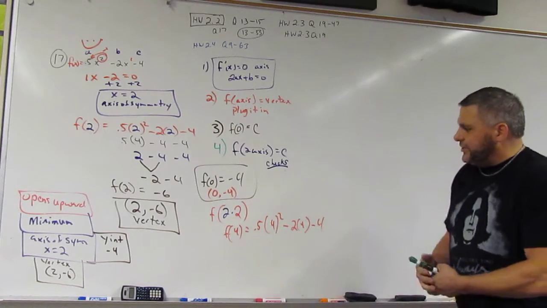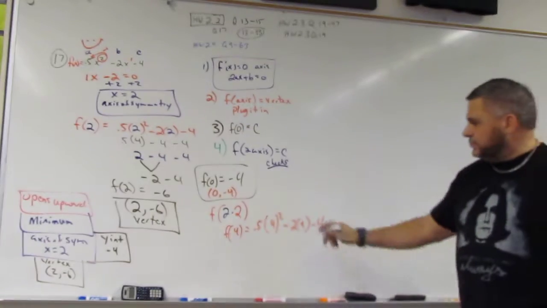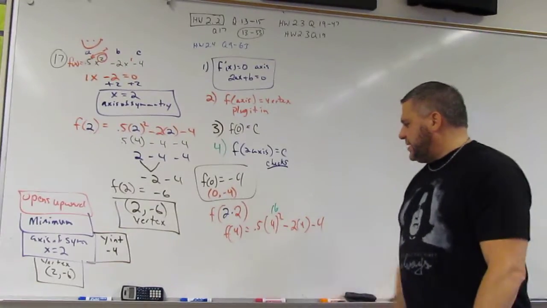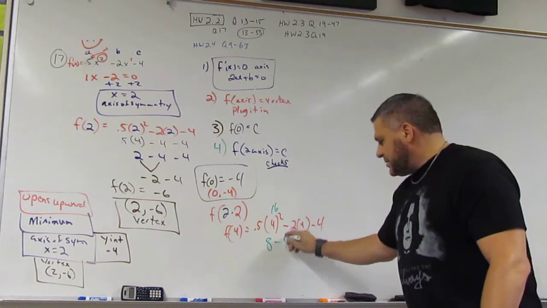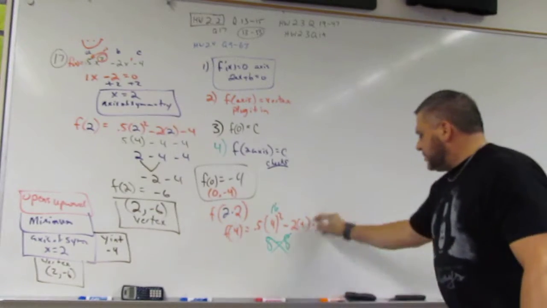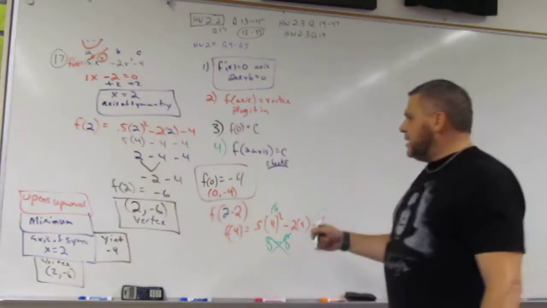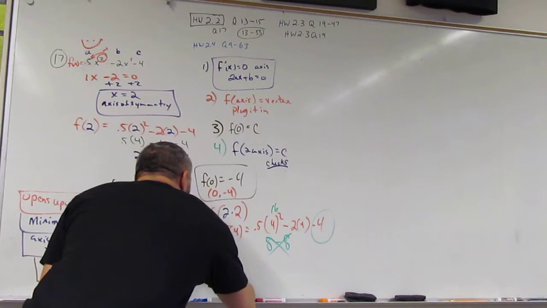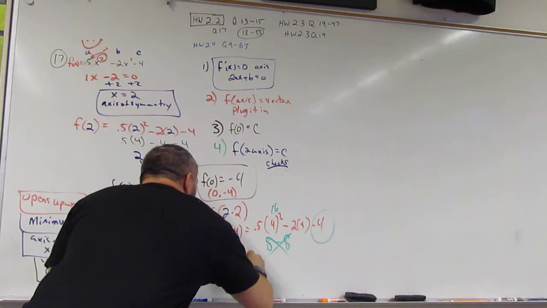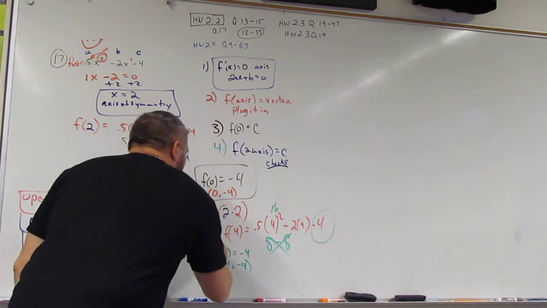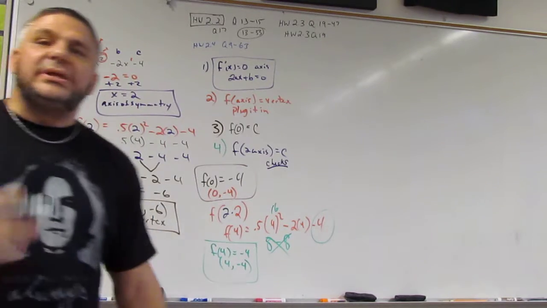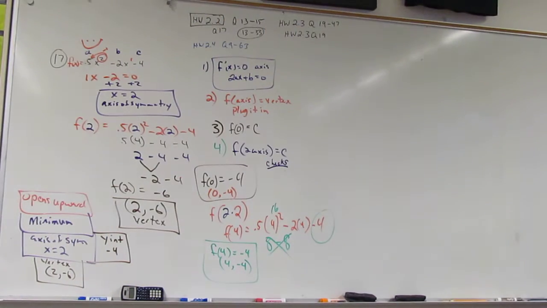What is 4 squared? 16. What's half of 16? 8. What's 2 times 4? 8. What's 8 minus 8? 0. So we get back to negative 4. So f of 4 should equal negative 4. So you get a point, (4, -4). Now they don't ask you to do this. What they ask you to do is graph the function, after the y-intercept.